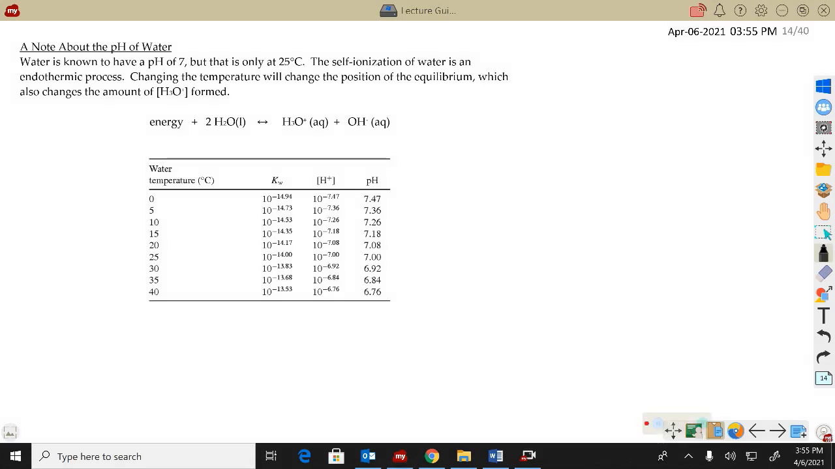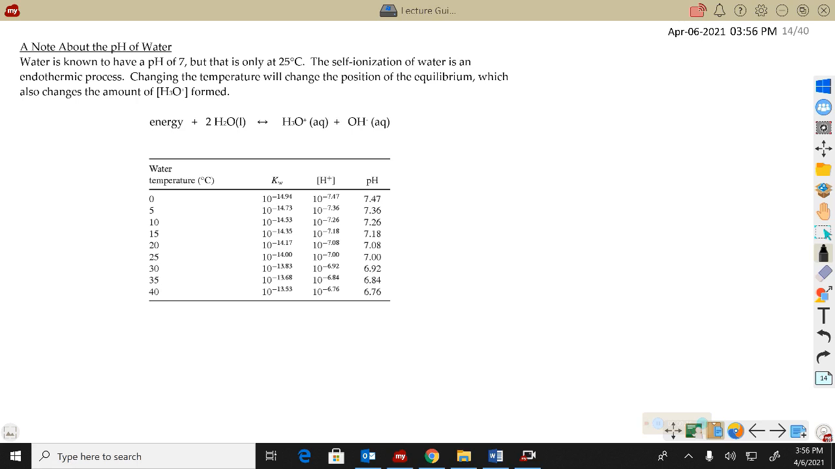So we need to mention one goofy thing about water and the pH of water. We're always told that the pH of water should be 7. Water's neutral. Well, part of that statement is right, and part of it is not always accurate.